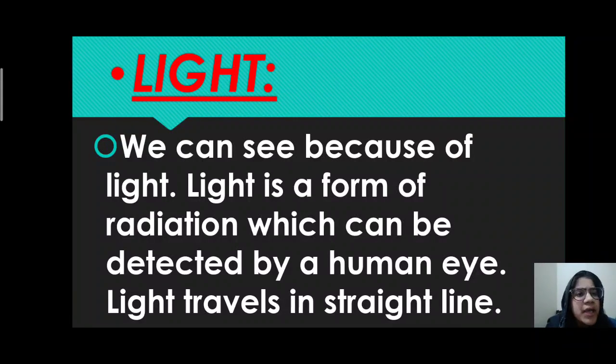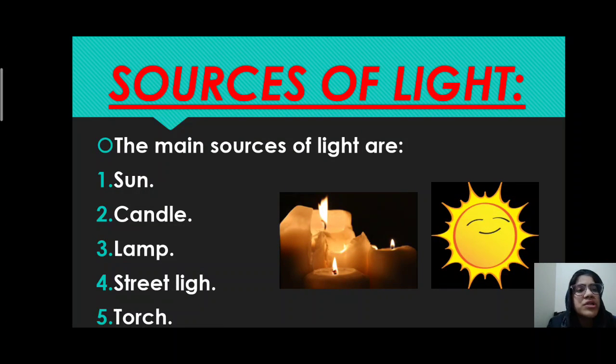Light is actually a form of radiation which can be detected by the human eye, because the light rays travel into our eyes, and with the help of those light rays we can see anything. For example, we cannot read a book in a dark room because a book does not give off its own light. Now moving on towards the sources of light.